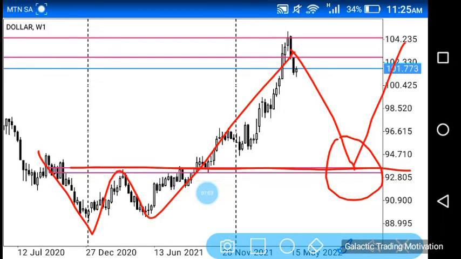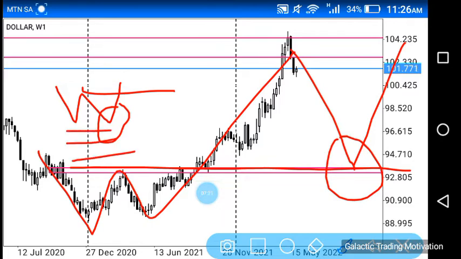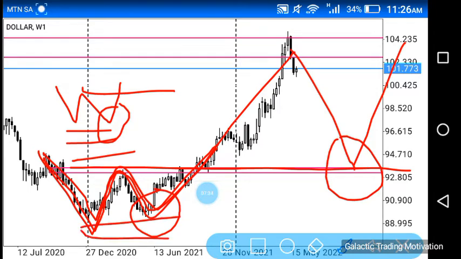As I said earlier, when we have W formations, a lot of investors and traders would buy based on the second leg of that W, meaning that they would put their stop losses below here. So we may find that in this particular situation, a whole lot of traders and investors bought in this region, and put their stop losses just below, and others bought once again on the break of this neckline and put their stop losses just below here.